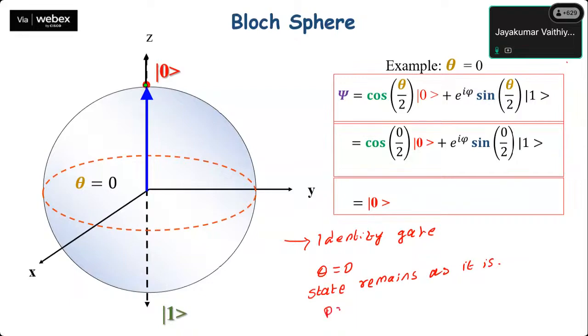So it is like a pause button. It will do nothing. The identity gate will do nothing, it will not do any state change, so it will retain as it is. So you can understand it in this way. Wherever the quantum state is, if you apply d equal to 0, it will do nothing.